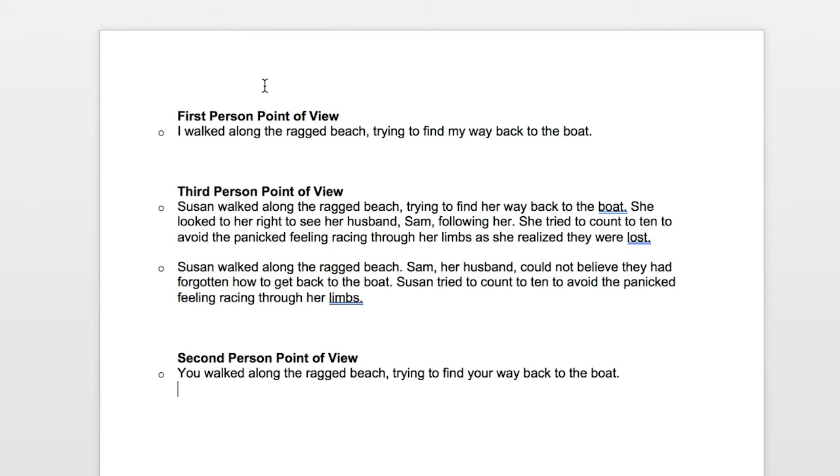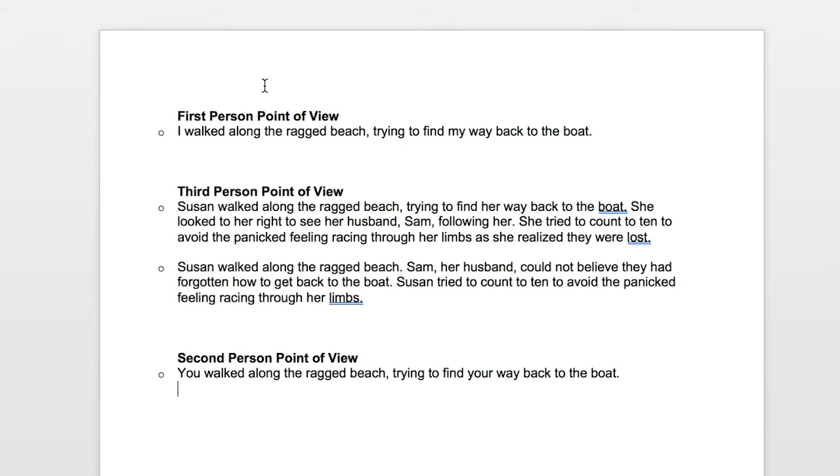Or we can do this next sentence, which is called omniscient, where the narrator basically knows everything that's happening in the story, knows the feelings of all the characters, and kind of can express that in the story. Susan walked along the ragged beach. Sam, her husband, could not believe they had forgotten how to get back to the boat. So you see, in that sense, we're in Sam's head, and then we go into Susan's head. Susan tried to count to 10 to avoid the panic feeling racing through her limbs. So we are in both characters' perspectives.